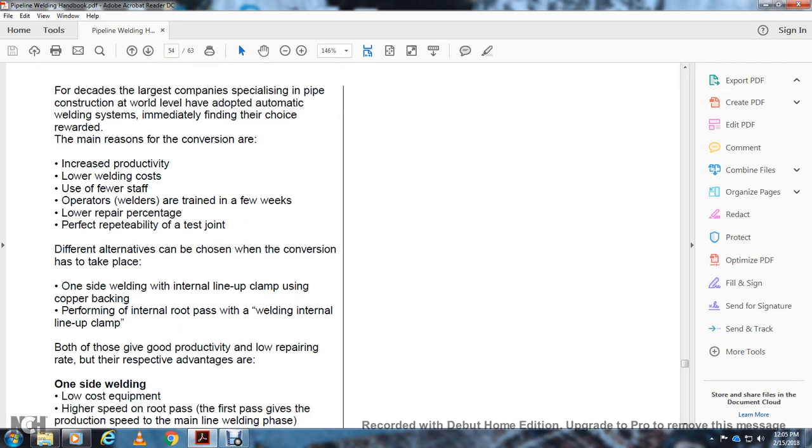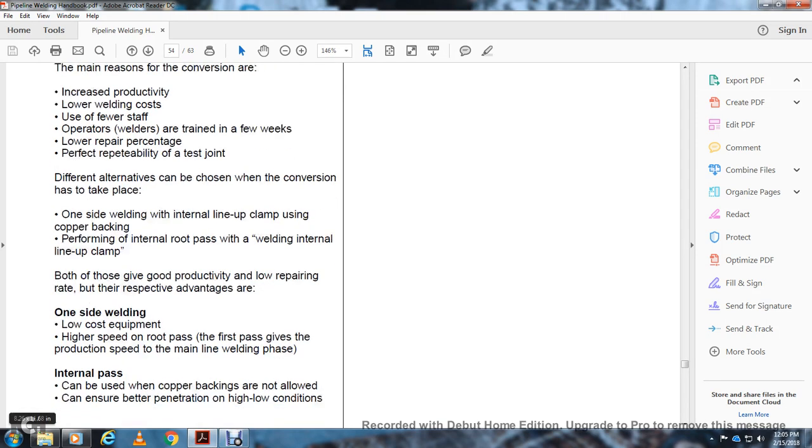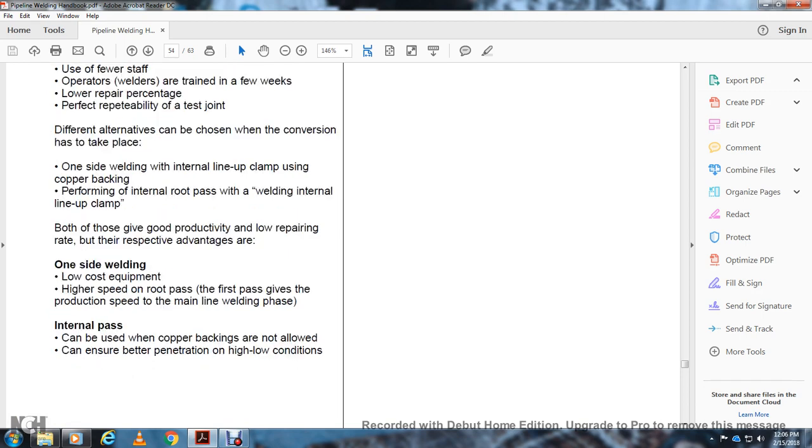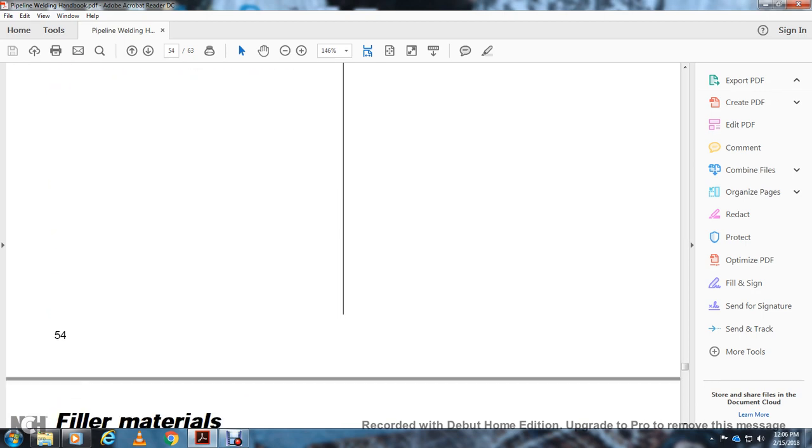One-side welding with an internal lineup clamp uses copper backing to perform the internal root pass. Both of these give good productivity and a low repair rate. The advantages of one-side welding are low-cost equipment and higher speed on the root pass. The first pass gives the production speed of the mainline welding phase. The internal pass can be used where copper backing is not allowed, and can ensure better penetration in high-low conditions.